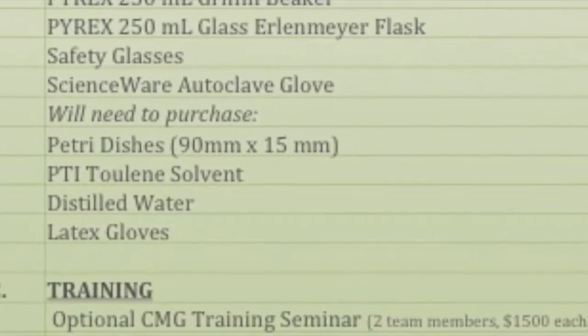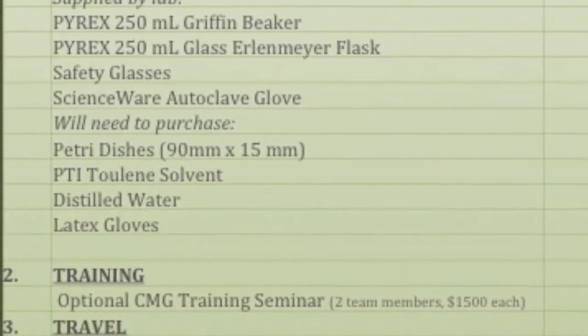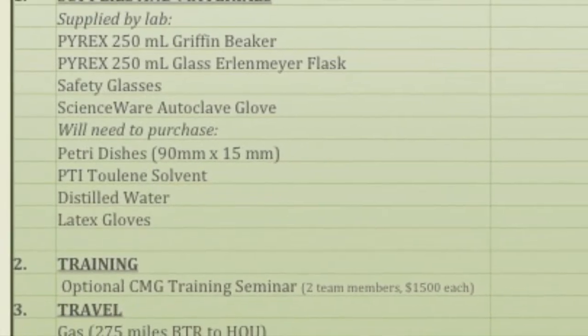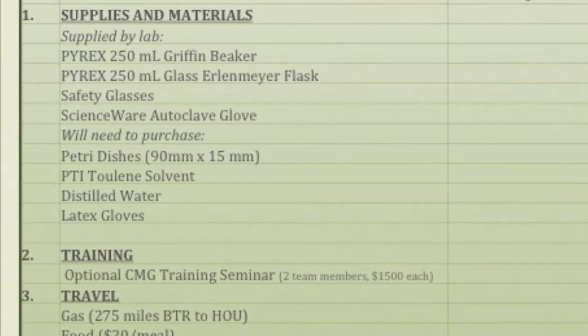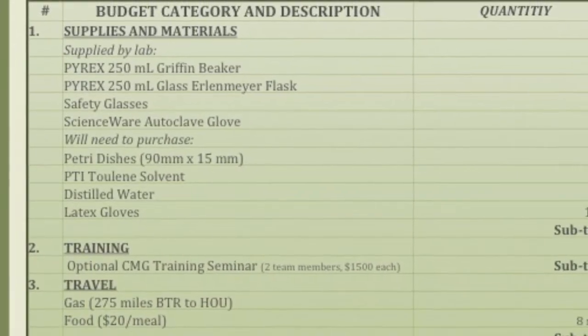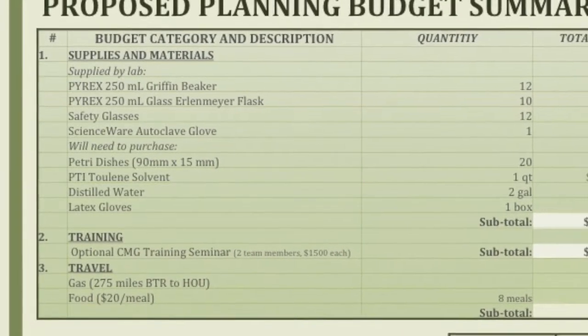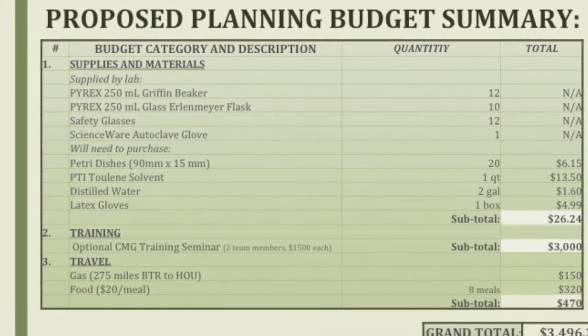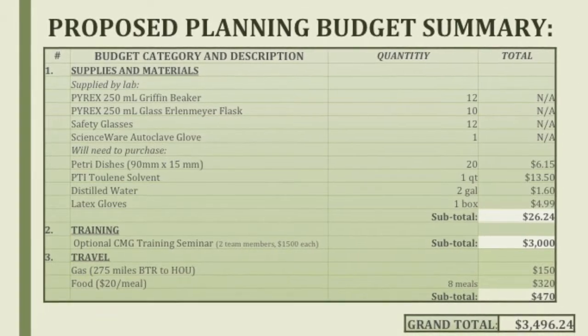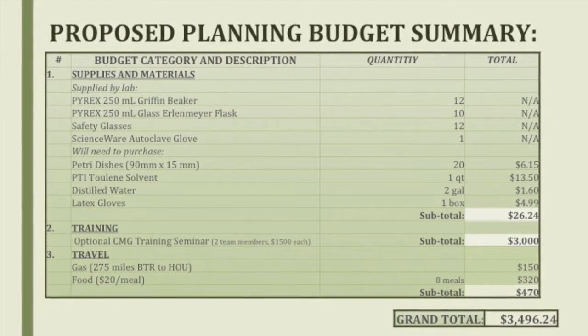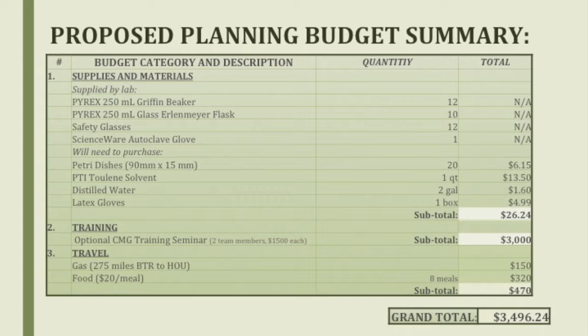Also, we have set aside $3,000 to send 2 students to CMG training in Houston, and another $470 for travel expenses, whether it be gas or food when we're in Houston. Now, we will try to email them and see if we can get a complimentary seminar, but as of now, it's $3,000.